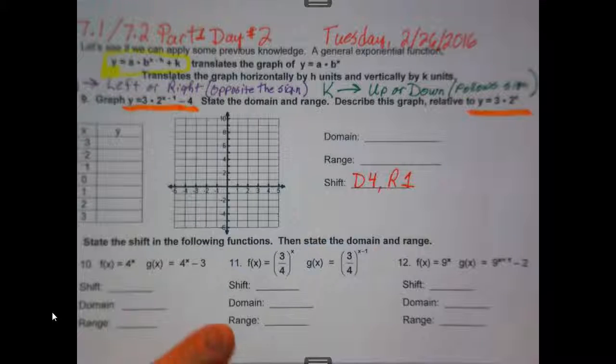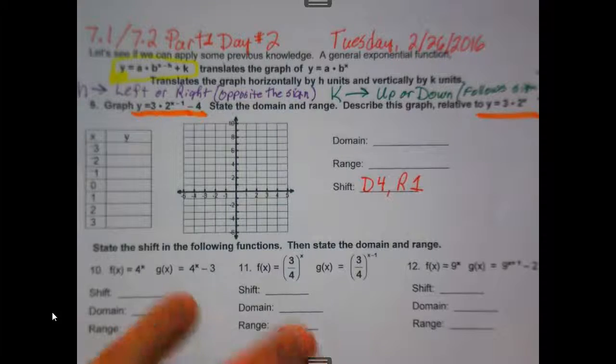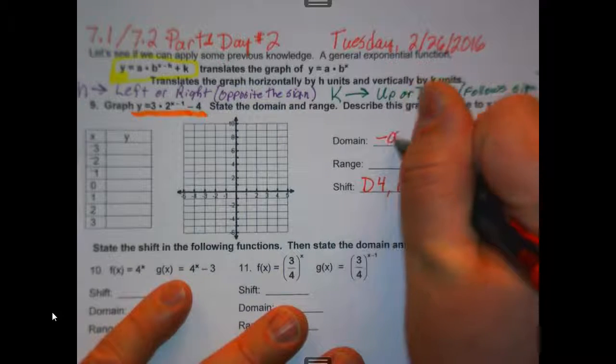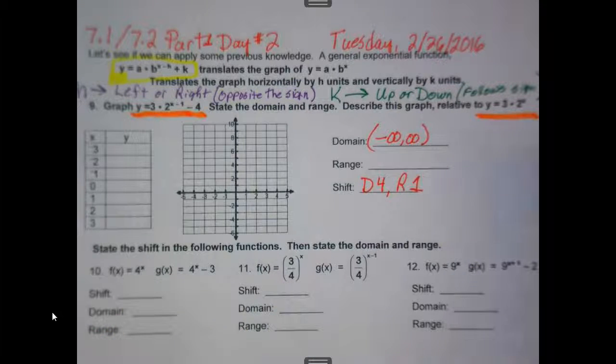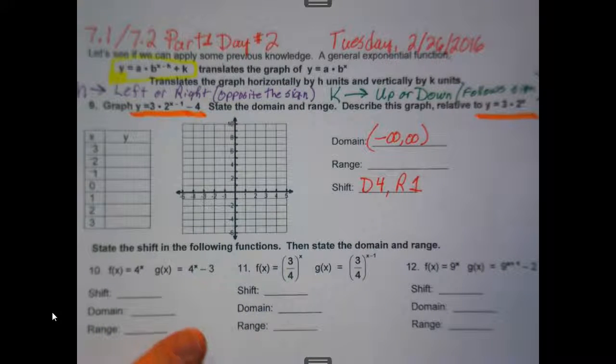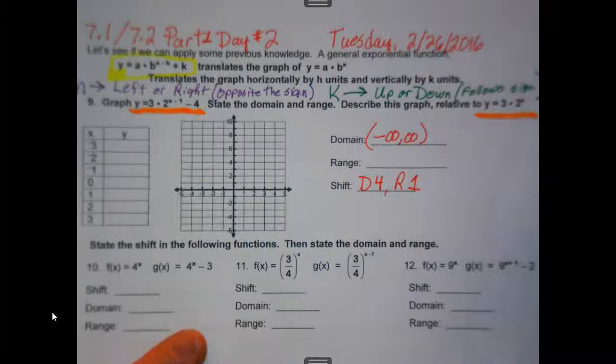We know the domain, right? What's the domain for all these exponential functions in this course? Negative infinity, positive infinity. Okay, can we get anything else without graphing this? No, we're going to have to graph this.